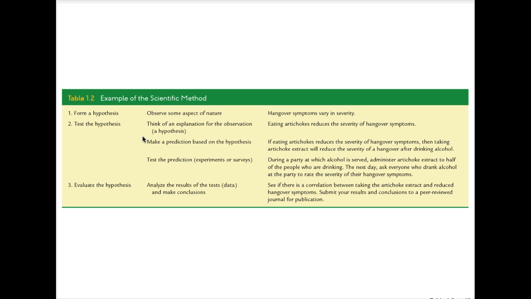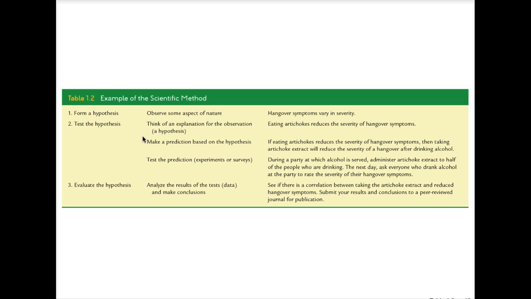Which leads us right into the scientific method. The scientific method is the way scientists test their hypotheses. So they make an observation, and from that observation, they come up with a hypothesis, which is typically like we just saw in the if-then statement.